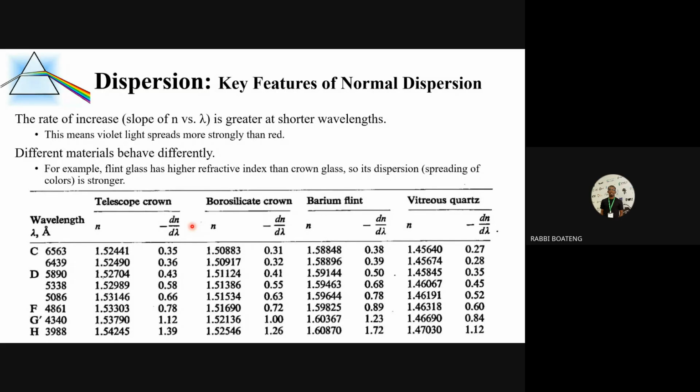So you see, as we go down, that same thing happens. Is that okay? And it's not only for telescope crown, the borosilicate also behaves the same. Is that okay? Which is very important. Now, it means we understand the first feature. Let's look at the second feature, the rate of increase of this slope, that is the change in n over the change in wavelength.